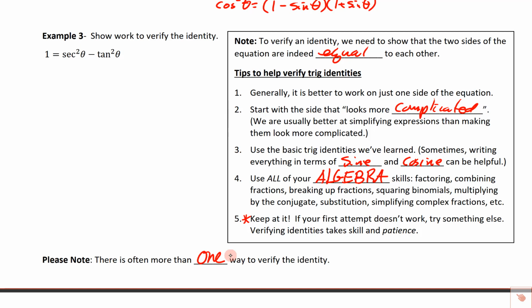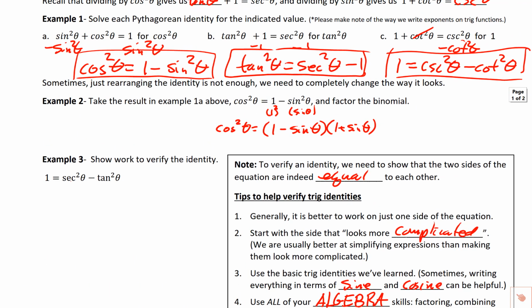Okay, so we want to make sure that this is actually true. The more complicated side is this one. If you ever see a trig function squared, most of the time you're going to be using a Pythagorean identity. So I want to come back up here, and we've got a secant squared and we've got a tangent squared. Hey, wait a second. Tangent squared is secant squared minus 1. And secant squared is tangent squared plus 1.